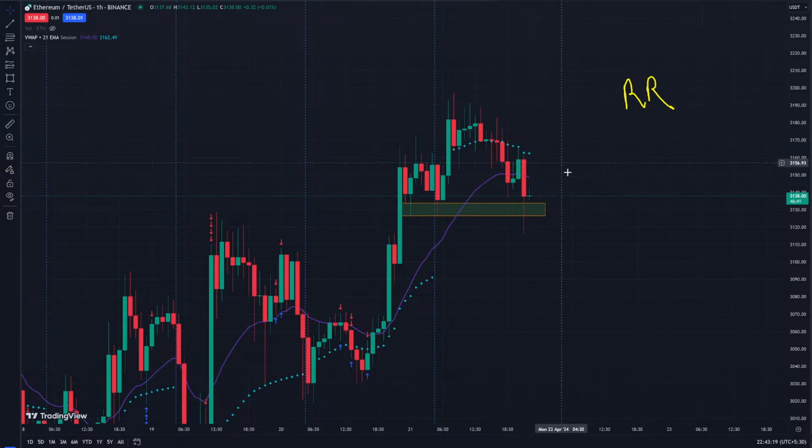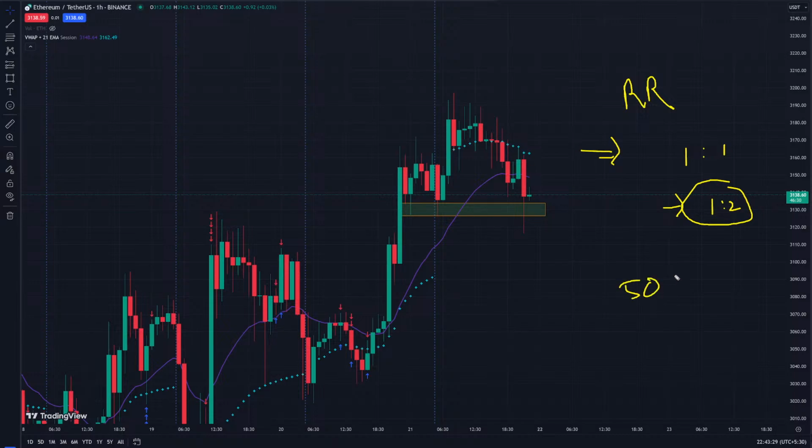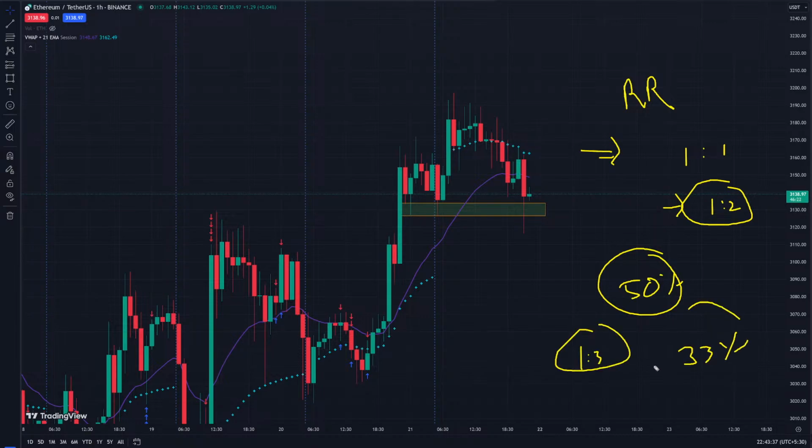Okay, so now if my risk to reward is more than 1 is to 1, for example a risk to reward of 1 is to 2, then if my accuracy is 50%, I will be at break even. If my RR ratio is 1 is to 3, then if I am right only 33% of the time, I will be at break even. So more than 33%, then I will be profitable with 1 is to 3.